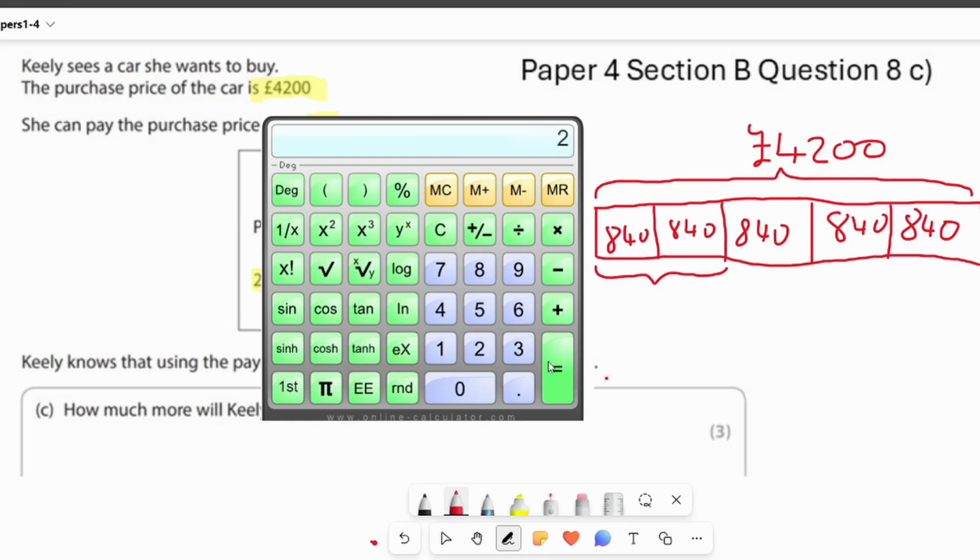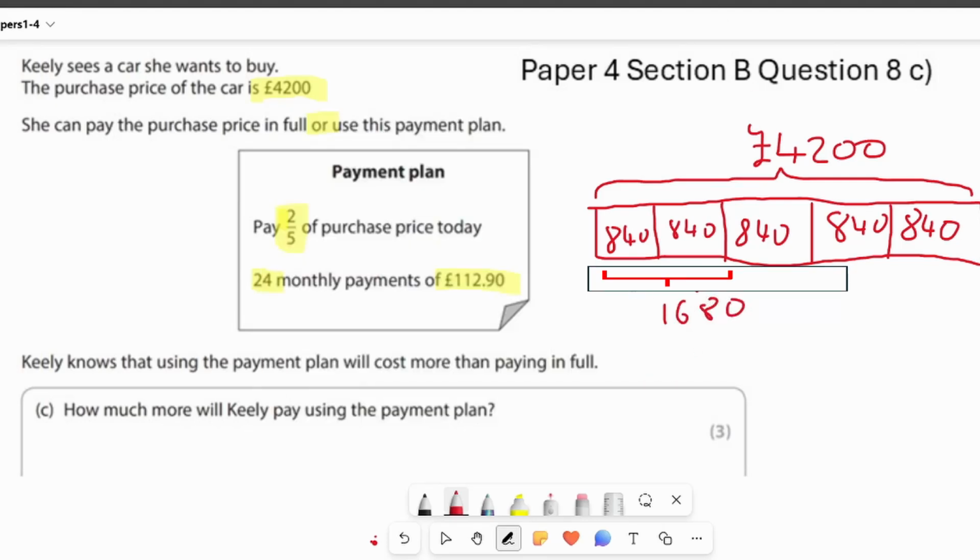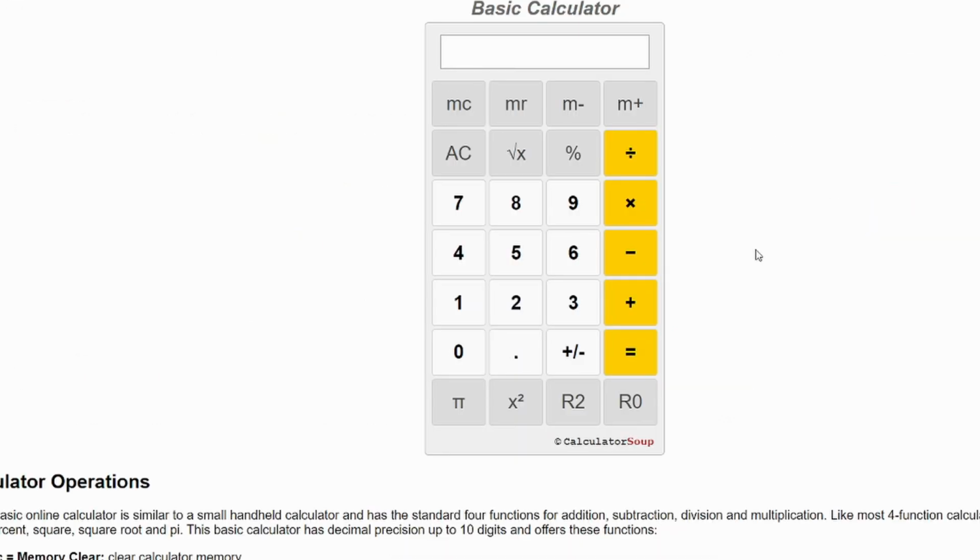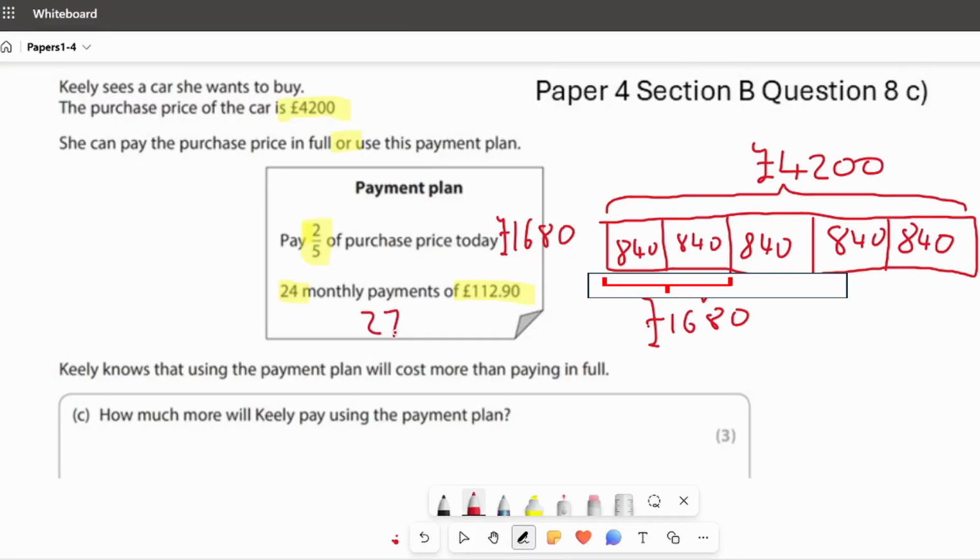I'm looking for 2 parts, 2 840s. That is 1,680. You can just put that in the calculator. 2 times 840. That is 2/5 of the purchase price today. As well as that, we're going to have to work out the 24 monthly payments of £112.90. So in order to work that out, we're just going to do 24 times £112.90, and we get £2,709.60. Okay, so I'm just going to make a note of that.